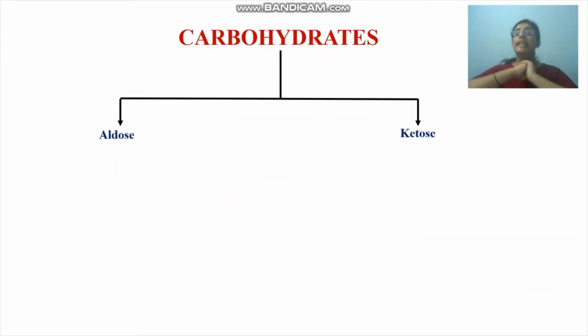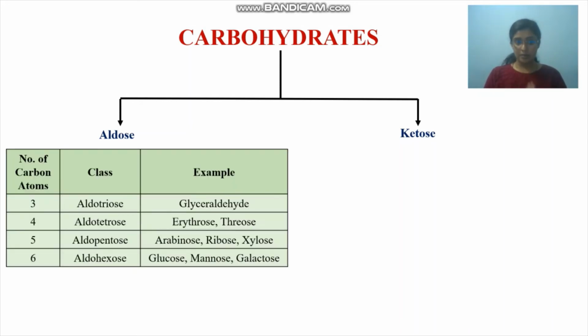Clear? The next set of classification is based on the functional group that is present. If it's a polyhydroxyaldehyde, then that carbohydrate can be termed an aldose. And if it is a polyhydroxy ketone, then the carbohydrate can be termed a ketose. Aldoses and ketoses are further subdivided based on the number of carbon atoms that are present.